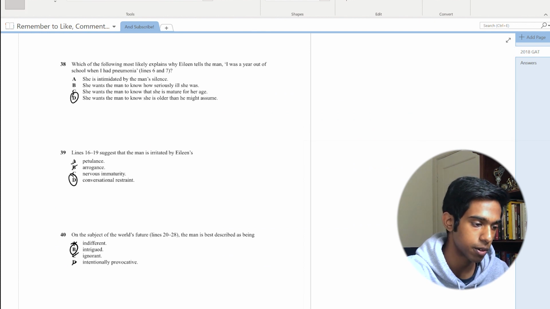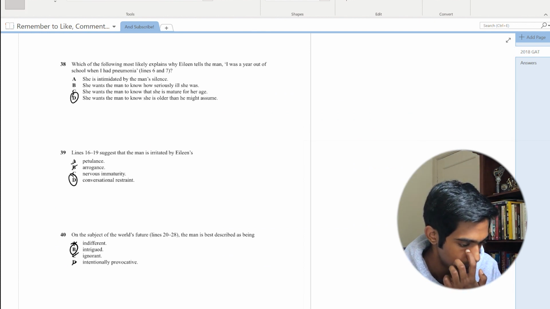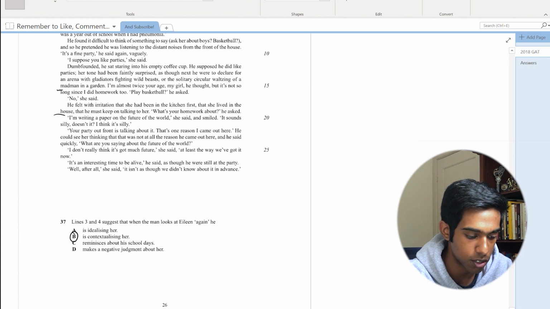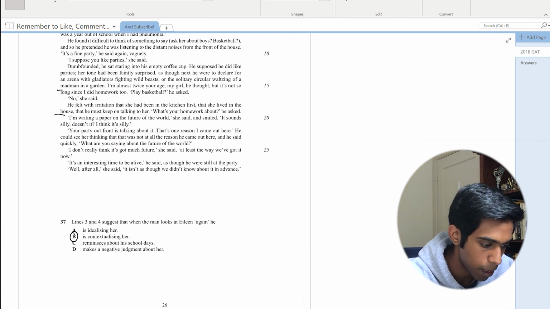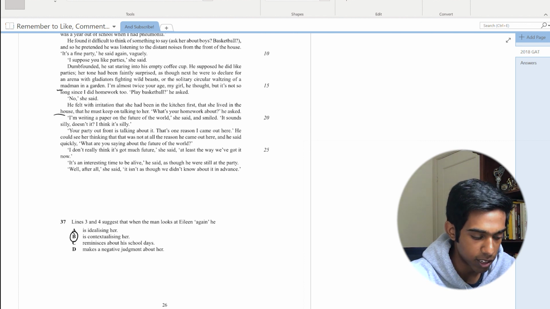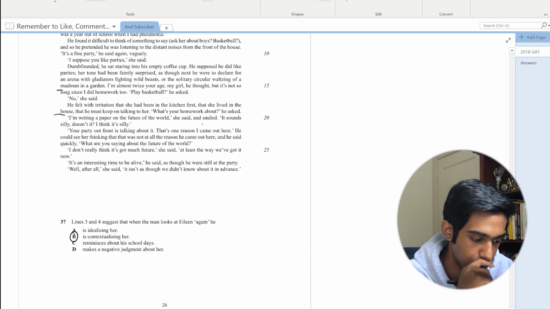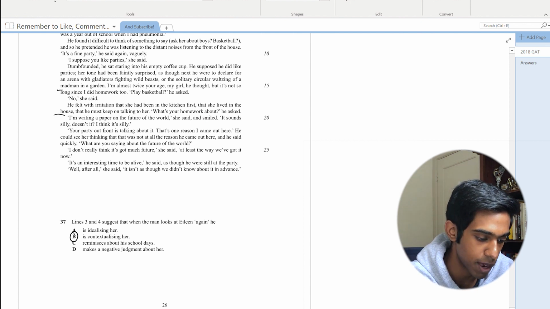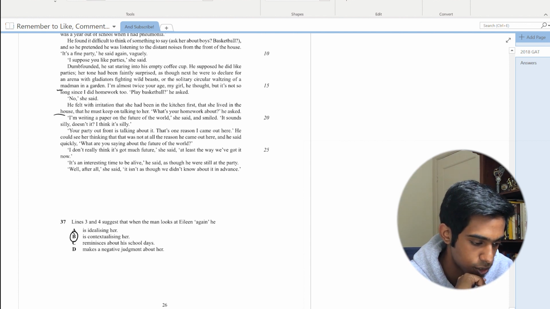Okay, let's get a red pen. So, the man is best described as being indifferent. We'll have a look at this. "I'm writing a paper on the future of the world. It sounds silly, doesn't it?" "Your party out front is talking about it. That's the one reason I came out here." So I guess that definitely does suggest that he's indifferent about it. I was only thinking that he was intrigued because he could see her thinking that that was not at all the reason he came out here.